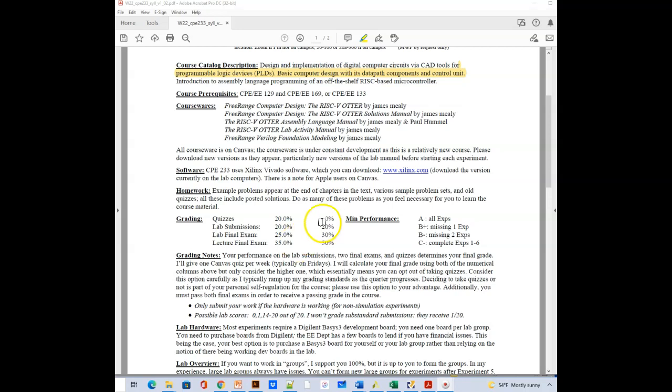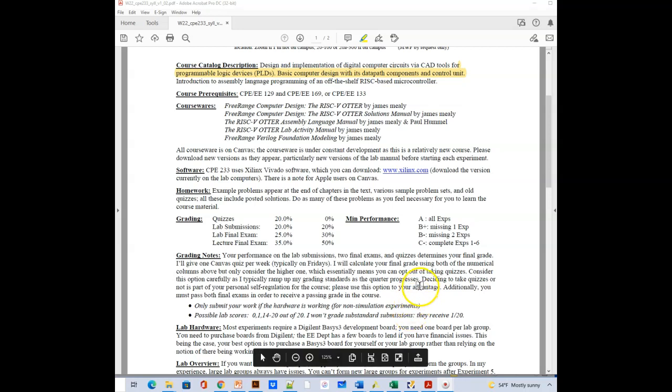So there are 2 minimum performance standards for this course, meaning that you have to do all the experiments to get an A. If you miss 1 experiment, the maximum grade you're going to get is a B+, etc., etc. Additionally, you have to pass both the lecture and lab final. That means you've got to understand both how to solve problems and exactly what you're doing in the lab.